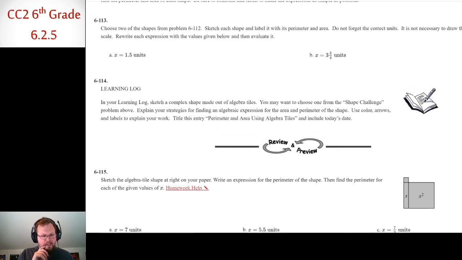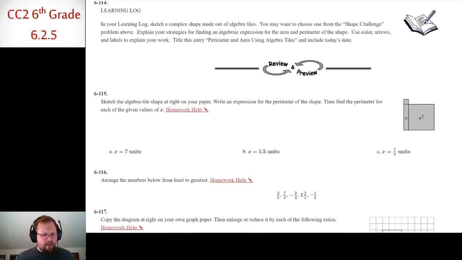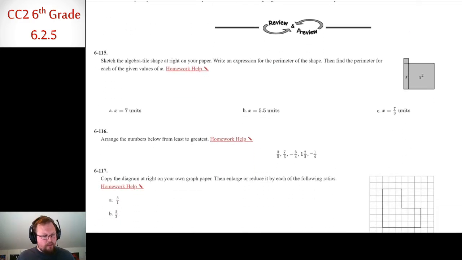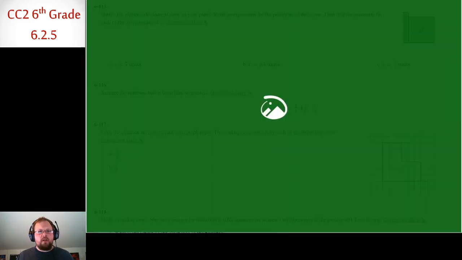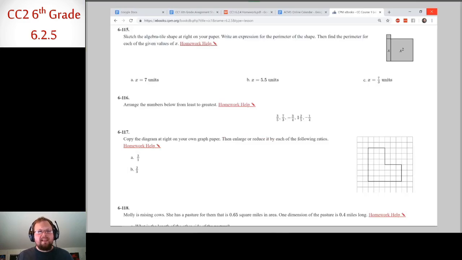Everything else, I think, is something that you're going to pick up on later, and it's not that big of a deal to skip it today. So 6-115 is exactly like the topic that I just went over. You need to write an expression only for perimeter, and then after you have the perimeter expression, you are simply plugging in the x values.